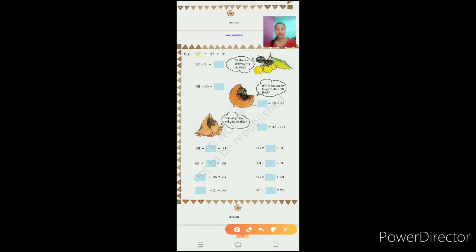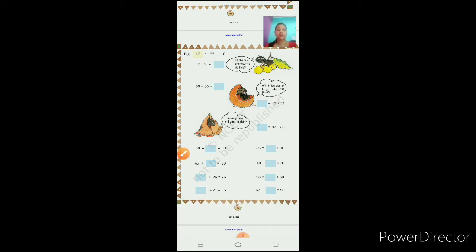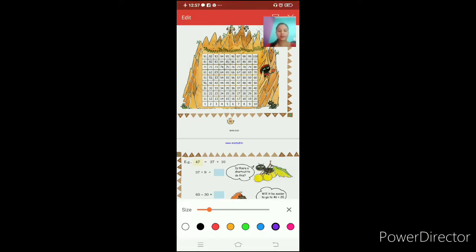Come to the next page, page number 32. In page number 32, there are some questions. Okay, they have given one example also. 37 plus 10. So 37 plus 10 equals 47. Okay, again use this grid for it. 37 plus 10 is 47. Okay, so answer is 47.